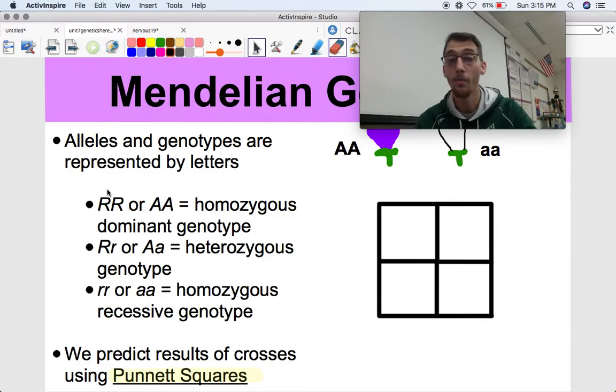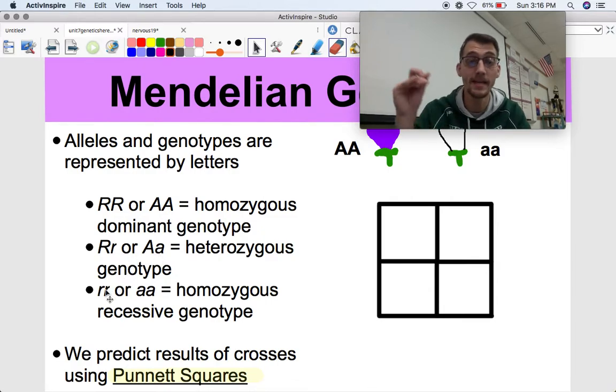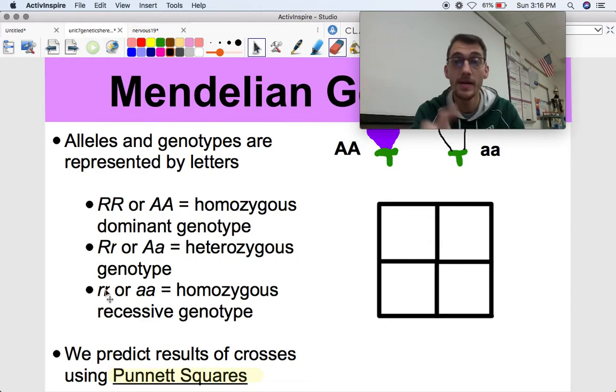Okay, homo means same, hetero means different, right? So if you have two different copies of the gene, if you have two different versions of the gene, then it means that it is heterozygous. Hetero means different. So an uppercase and a lowercase letter means you're heterozygous. Two lowercase letters means this organism is homozygous recessive. Two copies of the recessive allele.